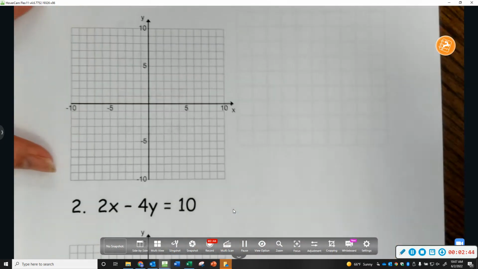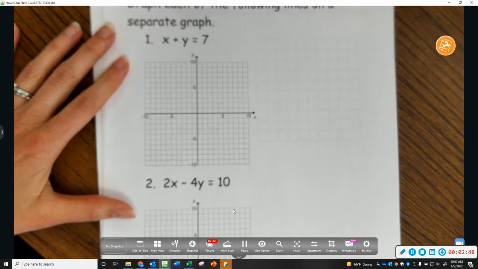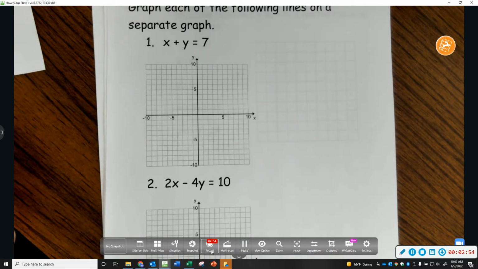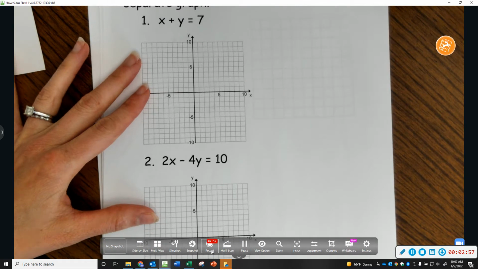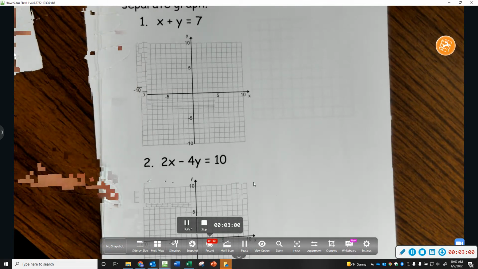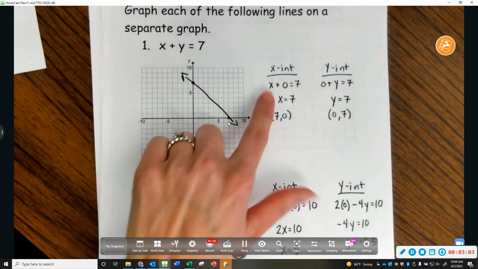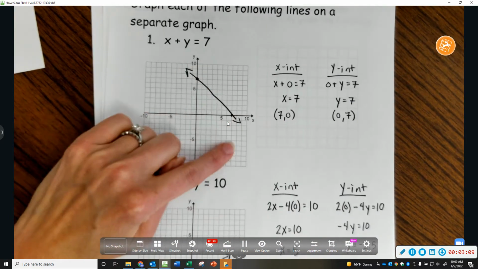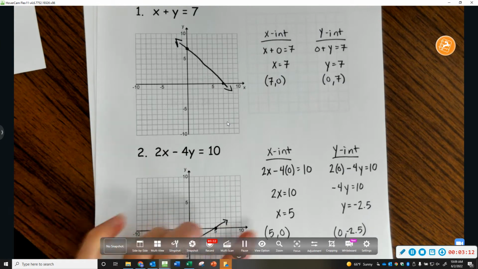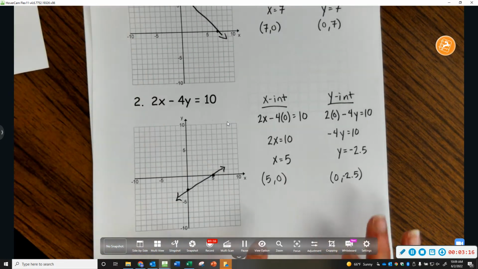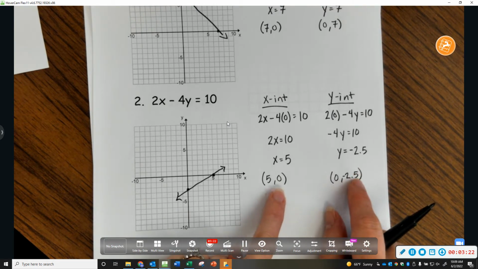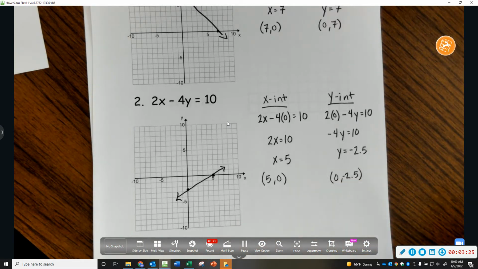Okay? Now, I want you to pause this video and graph these two, just like how I did the other one. Okay, so the first one, I put in a 0 for y, 0 for x, and solved, so I get 7 and 7. So I graphed those and drew my line. This one, I put in a 0 for each x and y, and got 5 and negative 2.5. You might get some decimals, especially when we're working with story problems like we will, and that is okay. We can graph decimals, not a big deal.